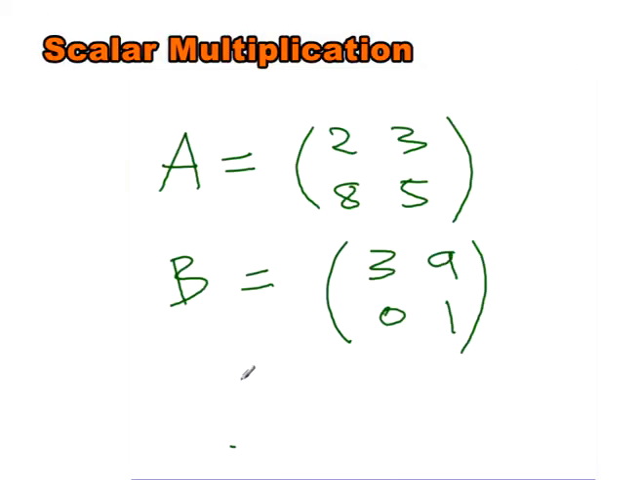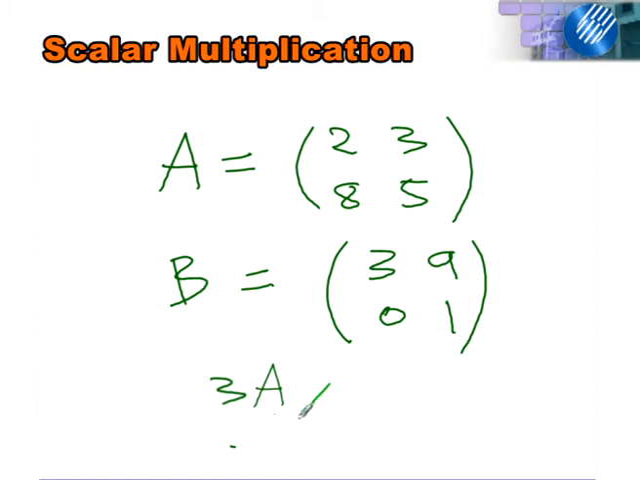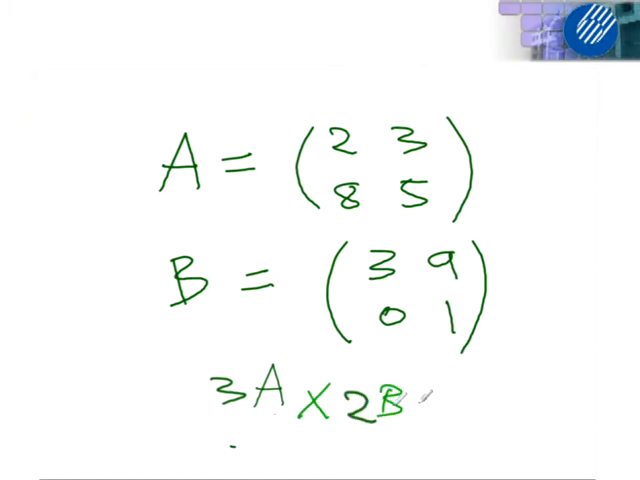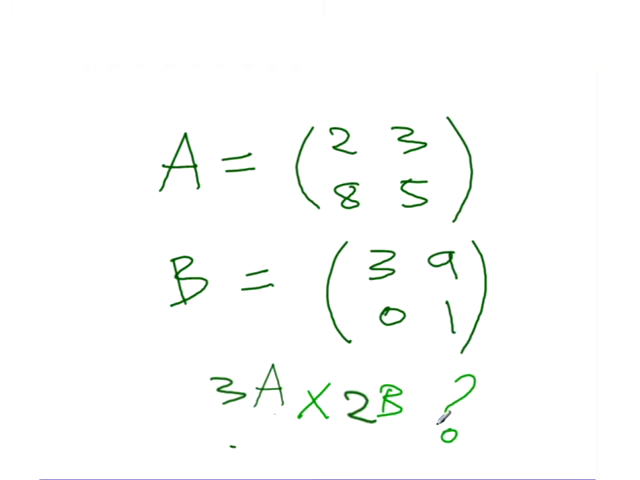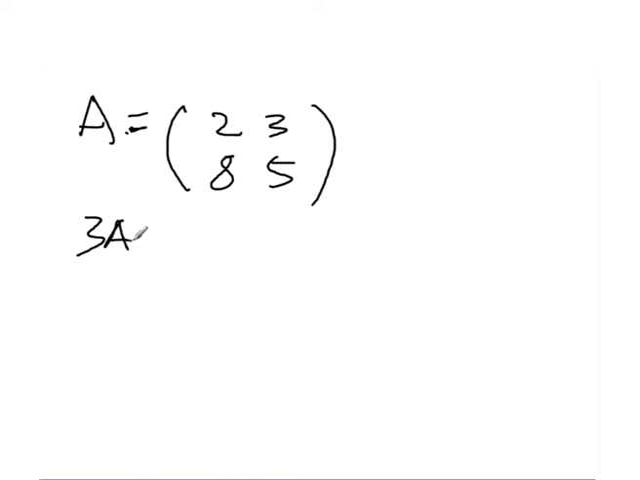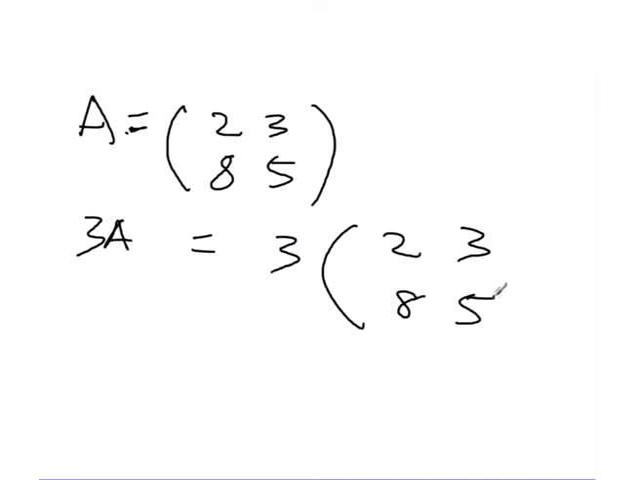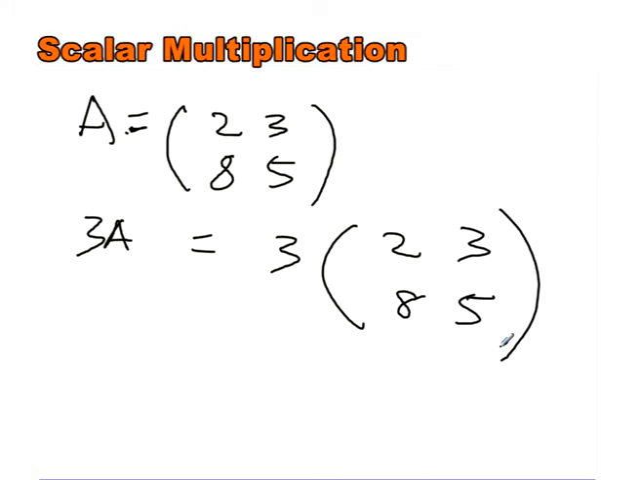If I were to ask you, how do you calculate 3A times 2B? What would be your answer? Let's look at the workings because this question combines scalar multiplication and matrix multiplication. How do you compute 3A? You have to multiply everything with 3. This is known as scalar multiplication.